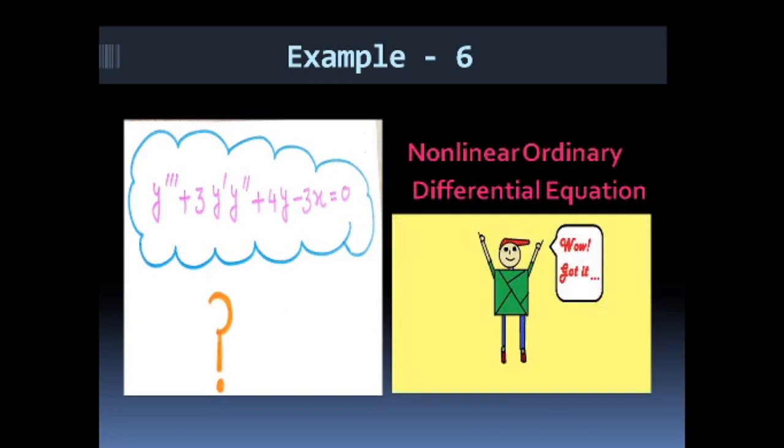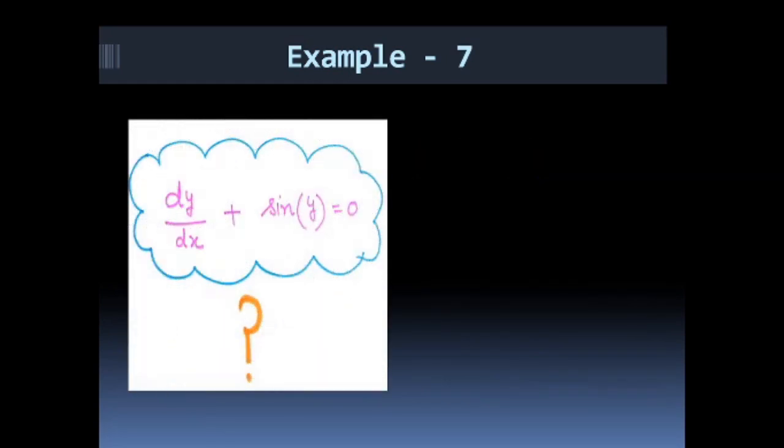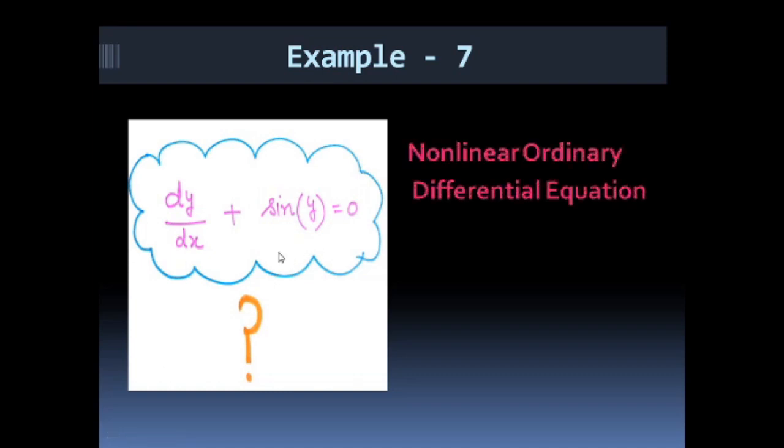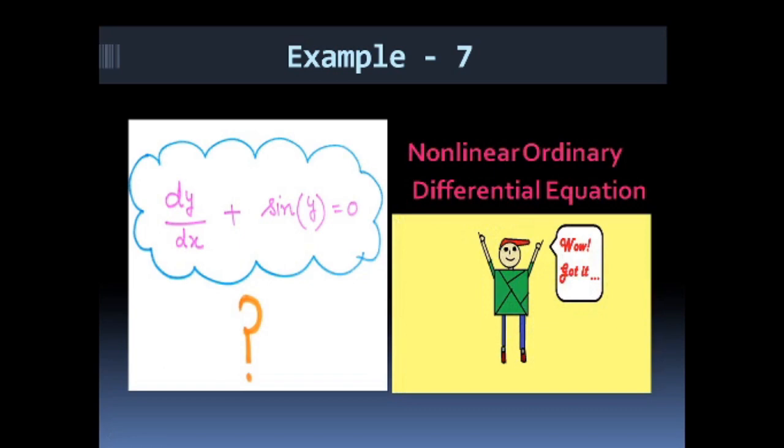Okay, fine. Next example number 7. In this example, y is dependent, x is independent, and sin y is there. It means a transcendental function of y, the dependent variable, is there. So the fourth condition of linearity is not satisfied in this differential equation. So this is a non-linear ordinary differential equation.